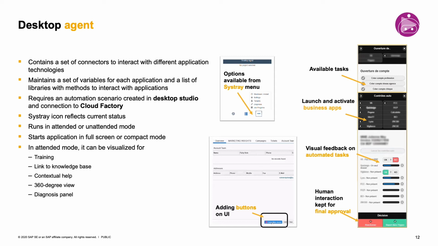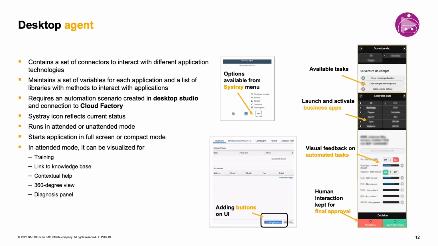Next is the agent, which is the runtime execution of the bot. Currently, only a Windows version is available, and it can be run in either attended or unattended mode, tied to the automation scenario created via the desktop or the Cloud Studio. The agent contains a set of connectors to interact with different applications and technologies and maintains variables for each application and a list of libraries with methods to interact with the application.